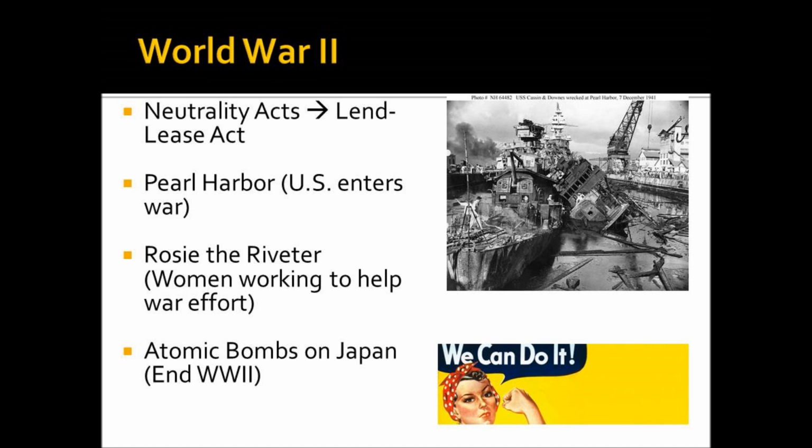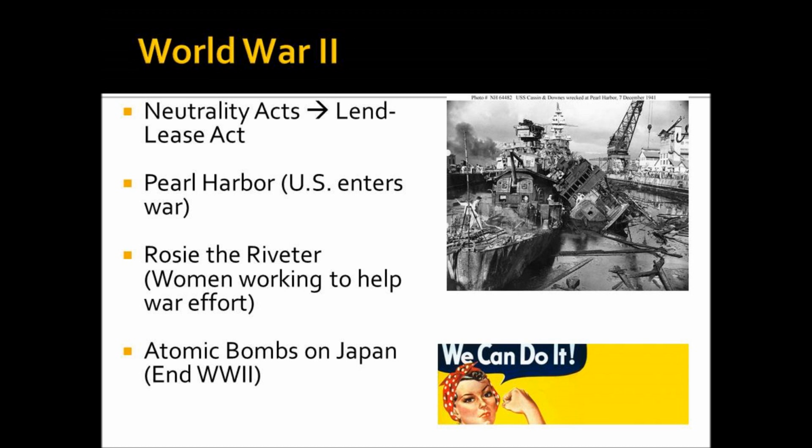And on the other side, when the United States stops trading with Japan because of their treatment of China, Japan attacks Pearl Harbor, and this brings the United States into the war. And what we need to also know about the war is women, their role expanded during the war. If you guys remember Rosie the Riveter, the kind of slogan, "We can do it." Women were working to help the war effort, and the war ends with the atomic bombs on Japan.